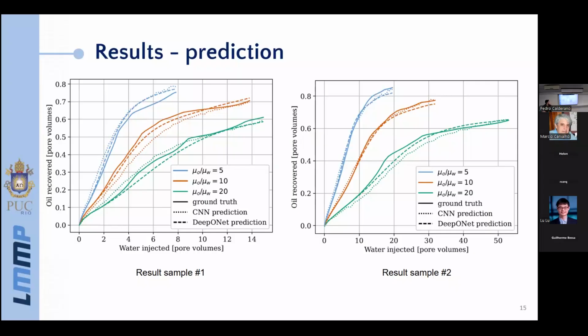Well, upon getting to my results, I'm showing here the prediction of the curves for 2 different samples. Those 2 samples are basically 2 different geometries. And I have here in blue, red, and green the viscosity ratios of 5, 10, and 20. The solid line is the ground truth, the dotted line is the CNN prediction, and the DeepNet prediction is the dashed line. And we can see by the naked eye that those predictions are quite close to what it should be.